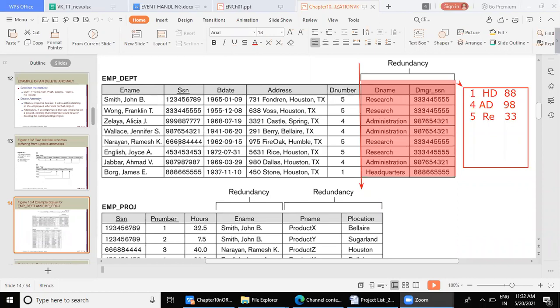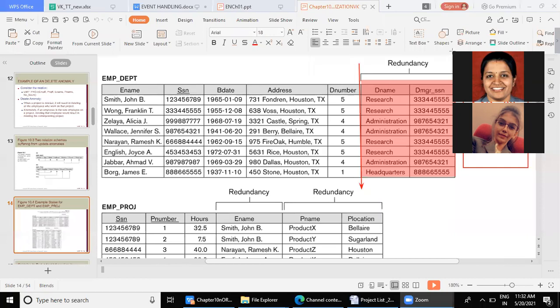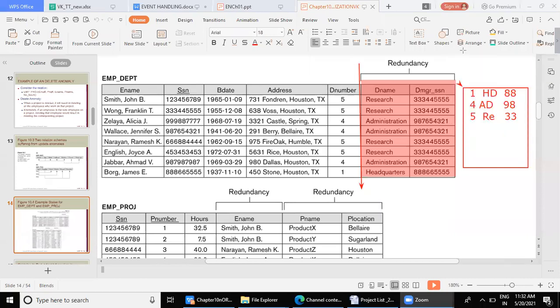Even though those hundreds of employees will work in the research department, how will you understand their information? Only this department number is repeated. So you may think that anyway you have to repeat this department number at least, isn't it? Even if you have avoided the repetition of department name and department MGRSSN, but still there is a repetition of department number. So redundancy cannot be completely avoided, but it can be minimized.